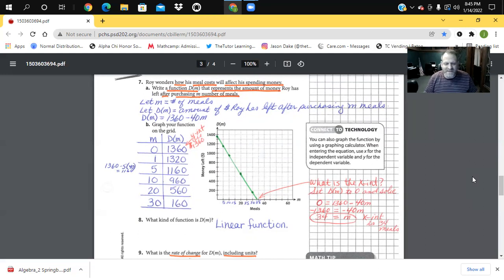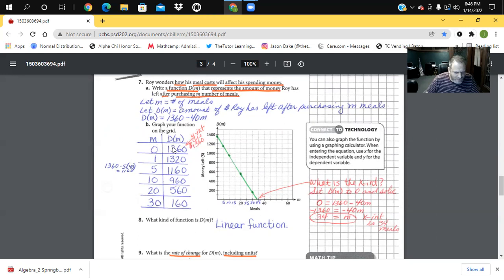What I would like to see is D(m) equals negative 40m plus 1360. So let's look at this. 1360 is the y-intercept, and 40 is your slope. So guys, let's look at 1360. Number of meals, we're looking at about 5 days a week.